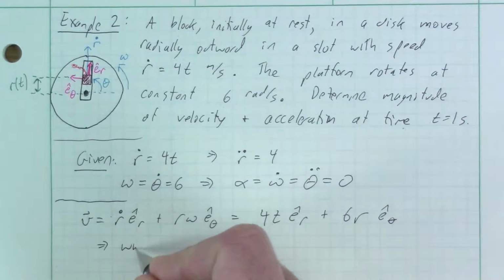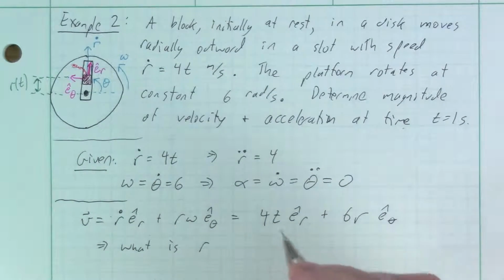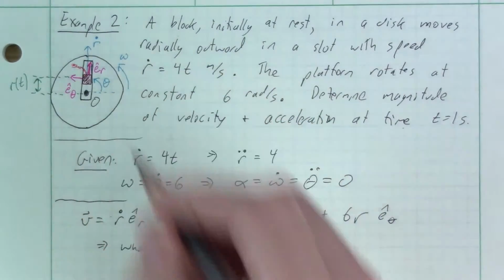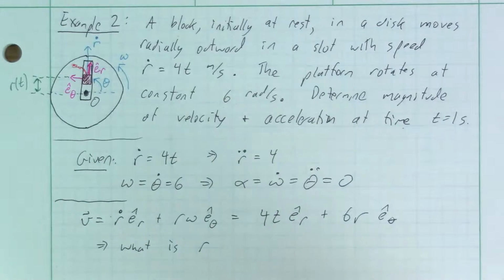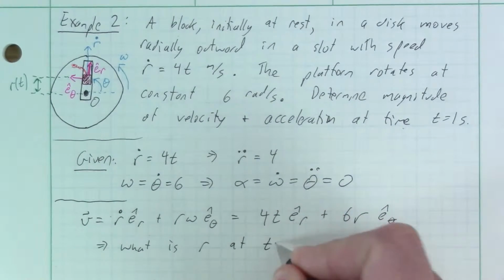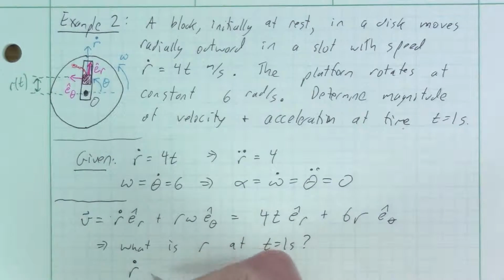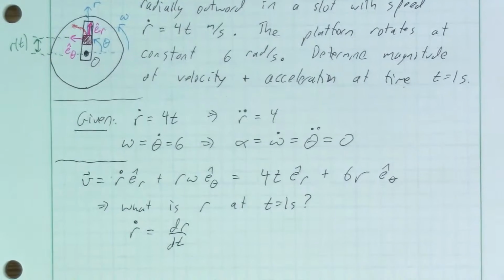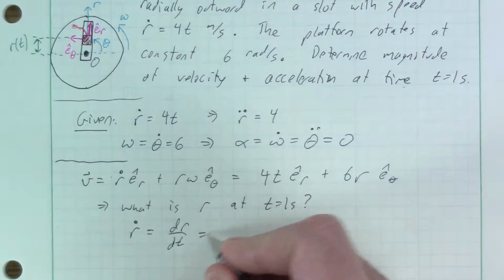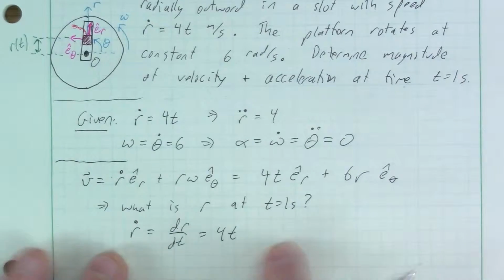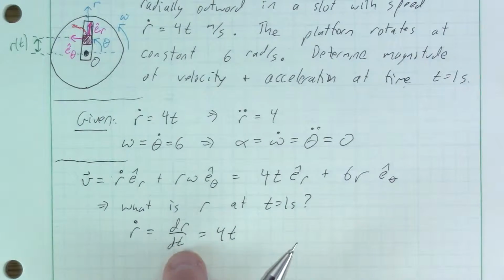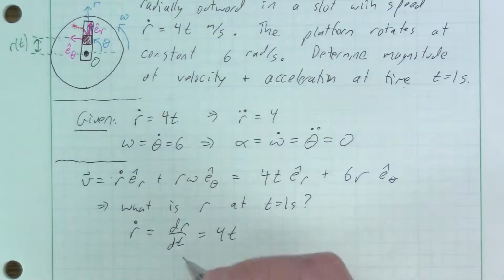So we need to determine what is the radius r of our block, its distance to the origin O, at time 1 second. Once we can do that, we'll be able to determine what the velocity vector is. Well, r dot is dr dt. That's what's given to us, and so that must equal 4t, right? So we just need to solve this for a relationship for the radius through time. Well, we can do that through integration, right?